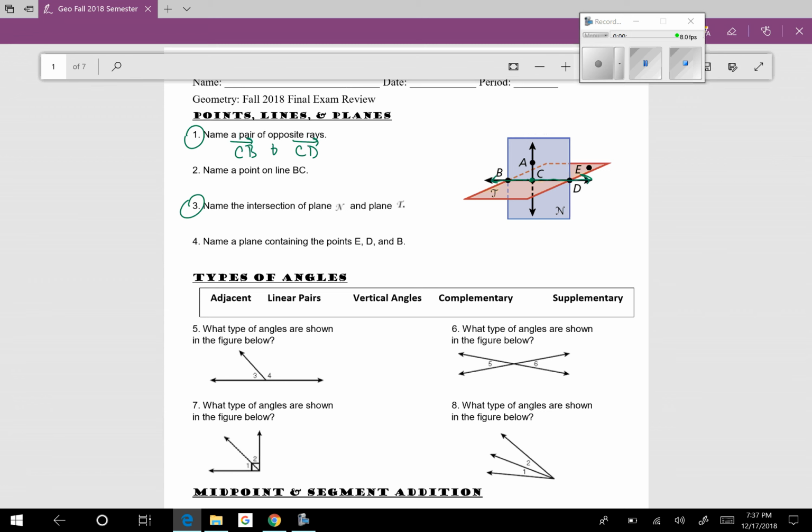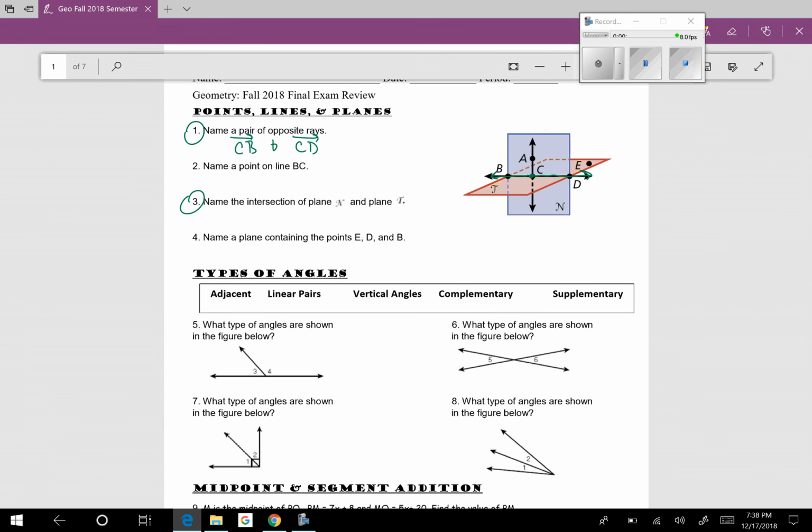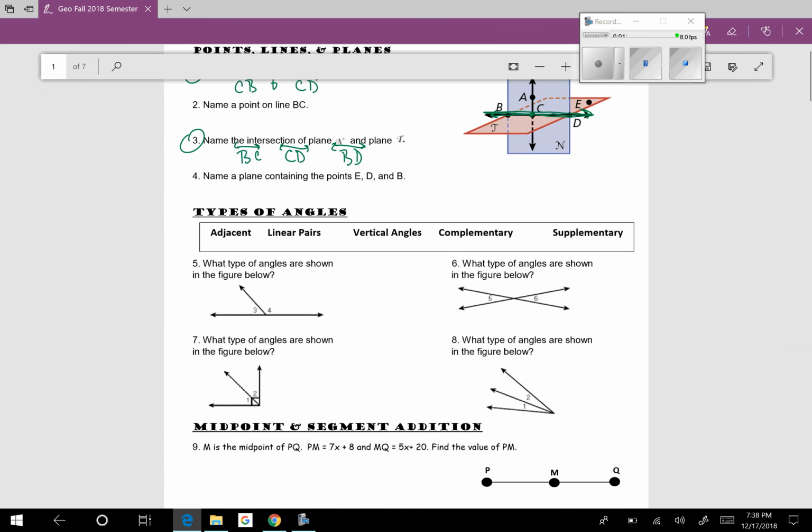Number 3, the intersection of plane N and plane T. 2 planes intersect at a line. So the question is which line? And it's actually the one that we were just tracing here, this line in the middle. You can call this line several things. You can call it line BC, line CD, or line BD. All you need is just 2 points on that line to name it.